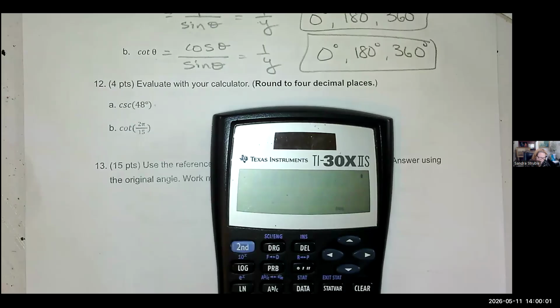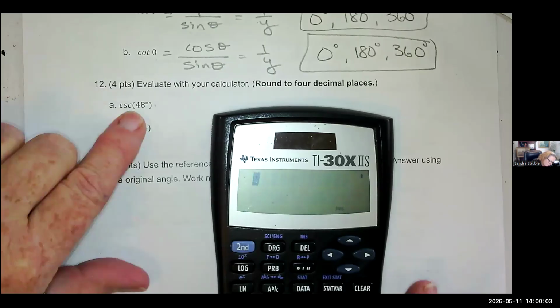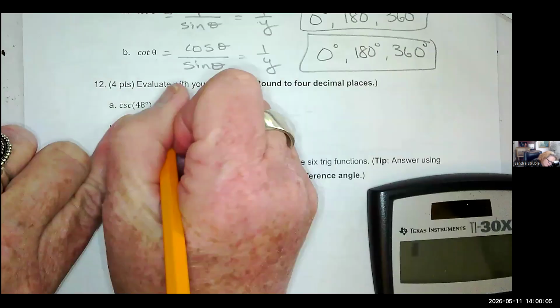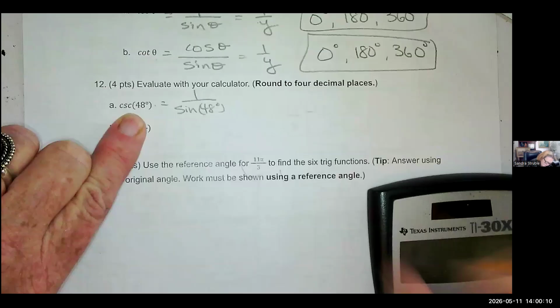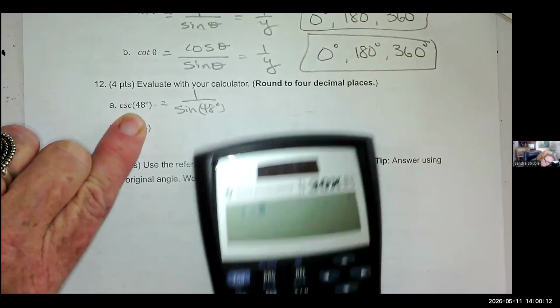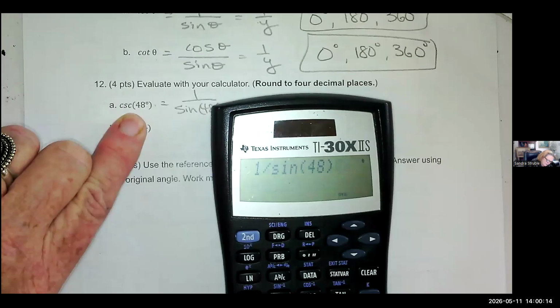I'm going to take care of this one. It's cosecant, which is 1 over sine, 48 degrees. So 1 divided by sine 48, close, equals. And that's 1.3456. I asked you to round to 4 decimal places.